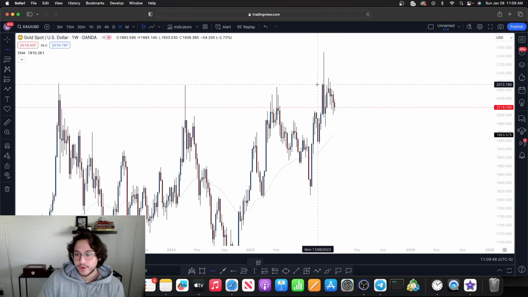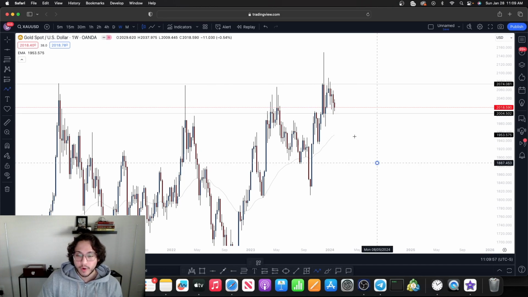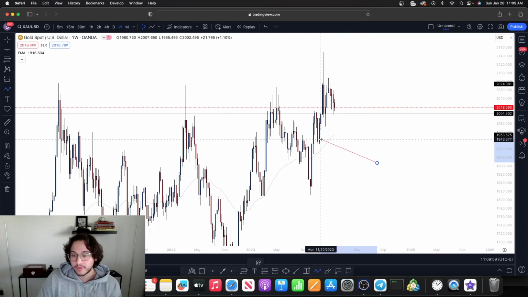Alright, so we have our weekly resistance right over here at 2074, and then we're going to have our weekly support right over here at the 2004 area, right? Now, check this out. The reason why this is going to be our weekly support and not this one or this one is because price is currently trading above this previous other support, right? Price is currently trading at this price point over here.